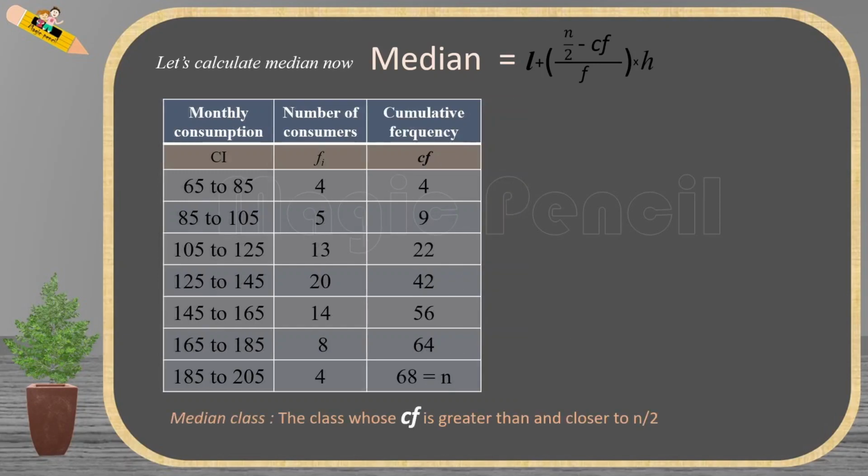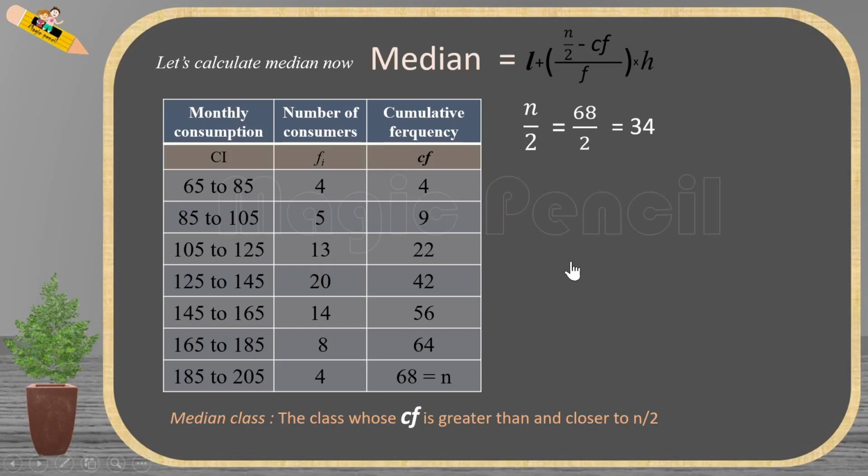Next, we need to identify the median class. So how to identify it? See here all the cumulative frequencies, and this last value we will take as n, the number of observations, 68, and using this we will calculate the n by 2 value. n by 2 is nothing but 68 by 2, which is equal to 34. So this is how we calculate n by 2.